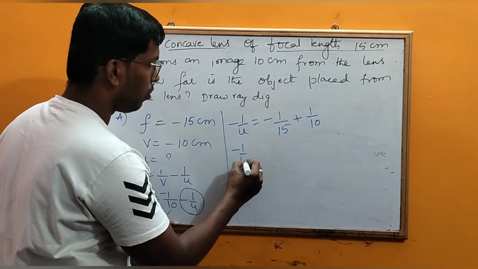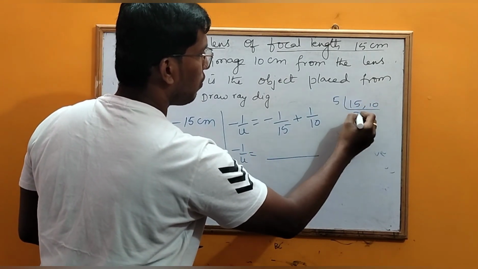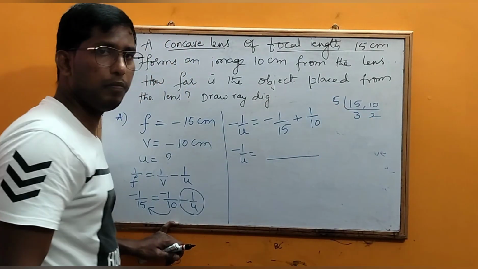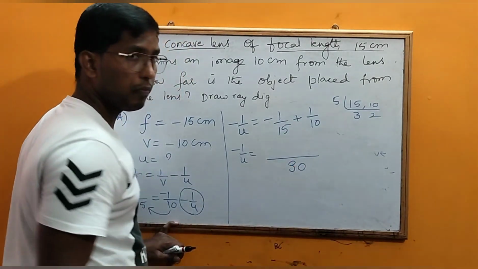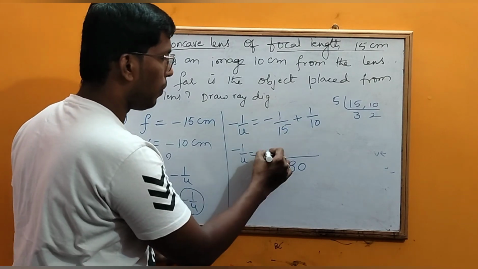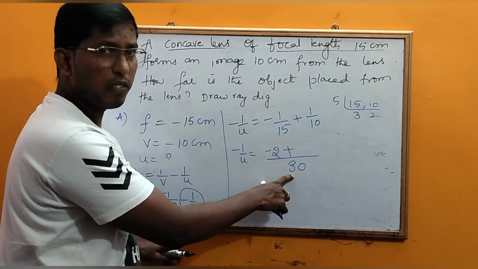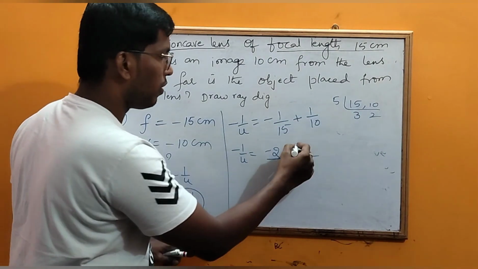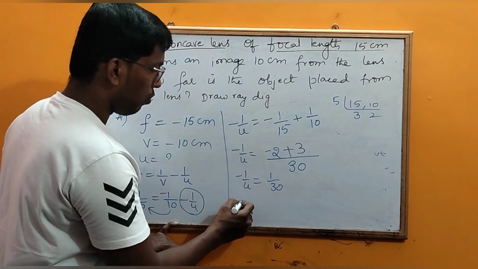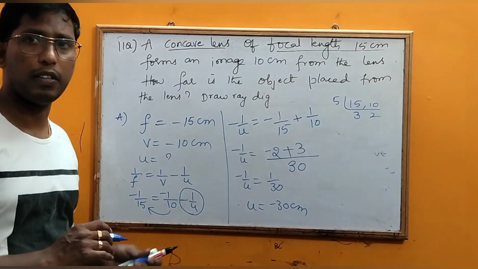So minus 1 by U is equal to the LCM. If you take 15 comma 10, 5 threes are 15, 5 twos are 10. So the LCM is 30. 15 ones are 15, 15 twos are 30. 2 into 1 is 2, and here you have minus, so minus 2. Positive sign: 10 ones are 10, 10 threes are 30. 3 into 1 is 3. So minus 1 by U is equal to 1 divided by 30. So U is equal to minus 30 centimeter. This is the object distance.